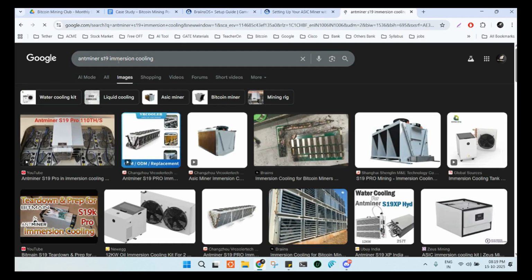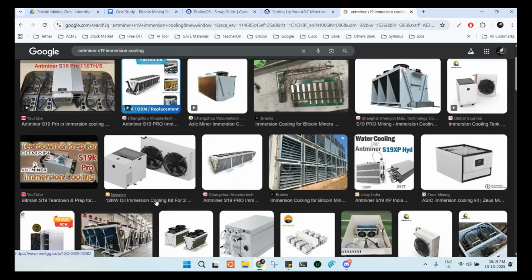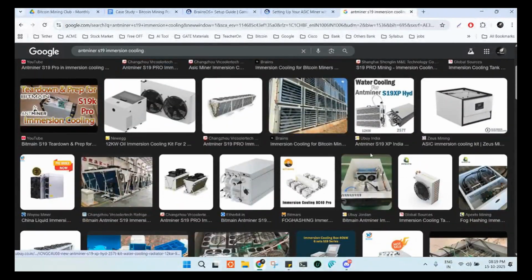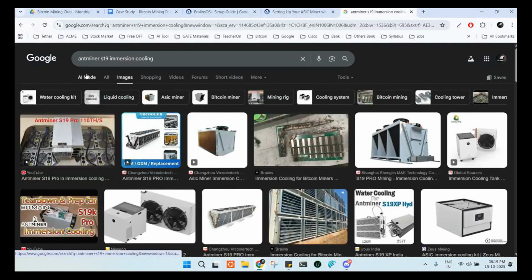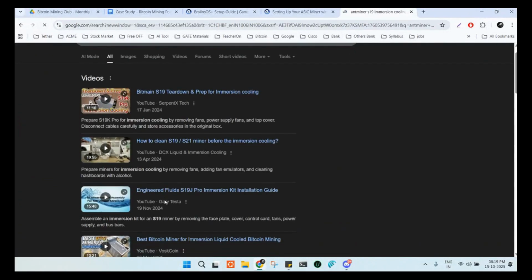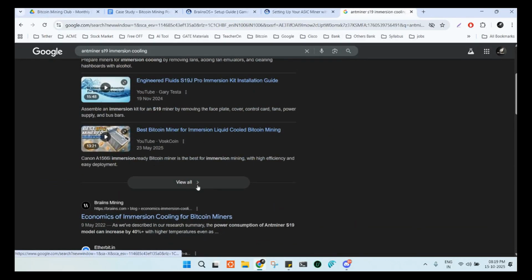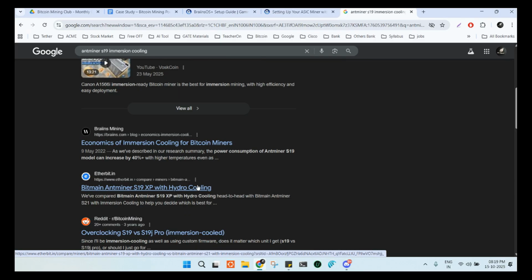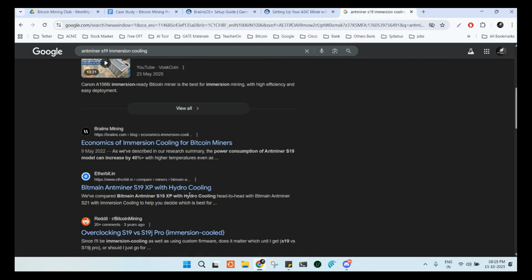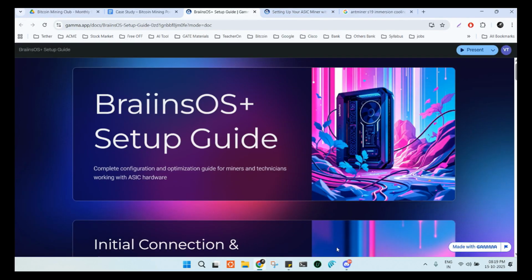So Antminer comes with all the three. In immersion cooling, it's a similar thing, only instead of water, they will be using a different liquid to cool all those ASICs. As per cost, air cooling would be cheaper, then hydro cooling will come into the picture, and at last immersion cooling.